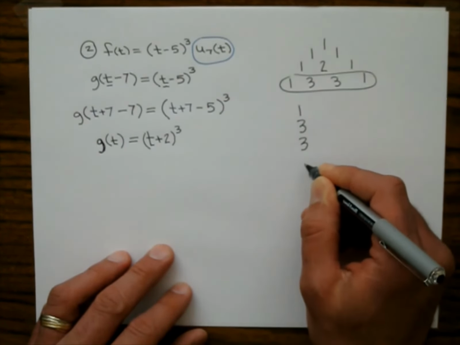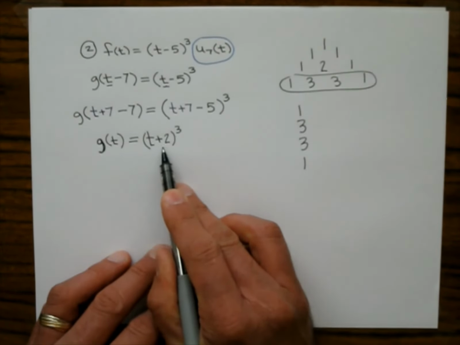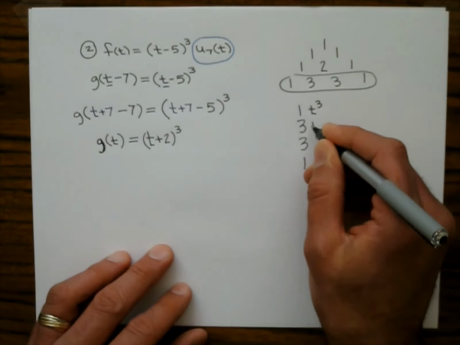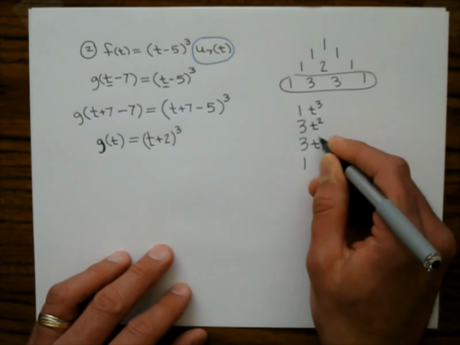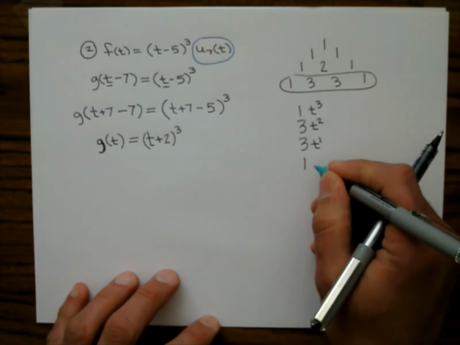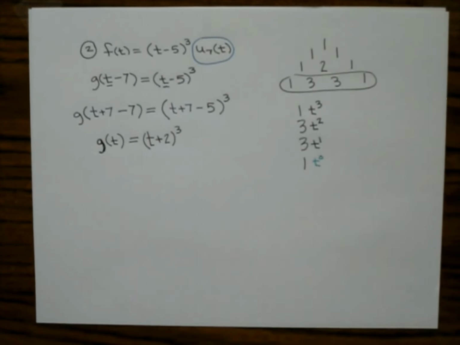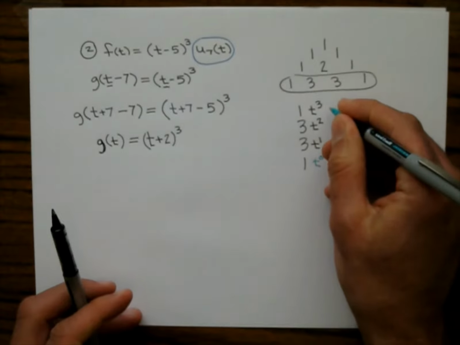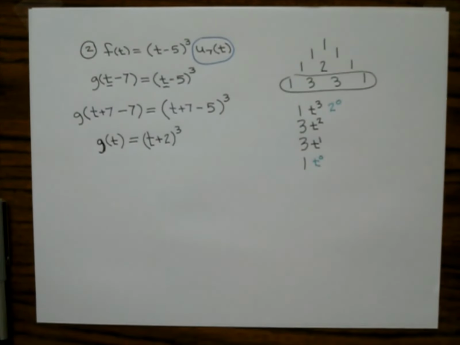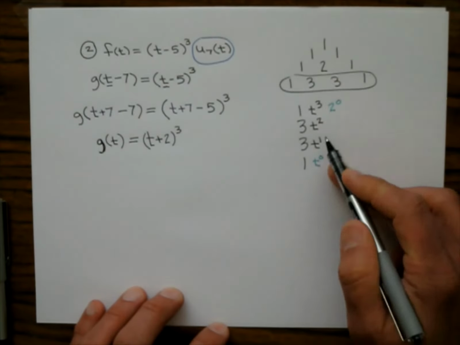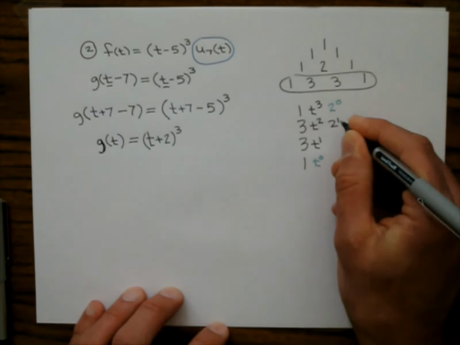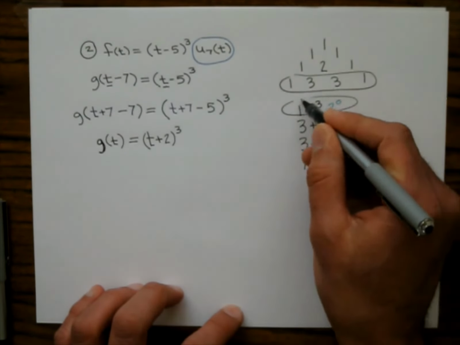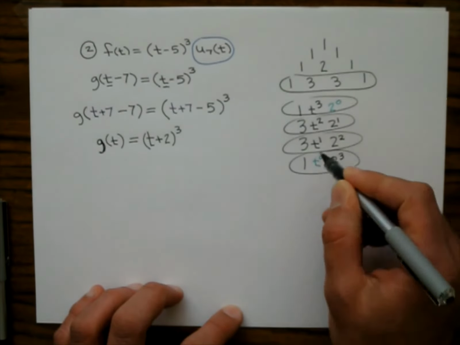1, 3, 3, 1. This first term here within the parentheses is fully alive, meaning he's all powered up. t cubed, t squared, t to the 1, and now he's dead, t to the 0. This guy right here, 2, is completely dead at the beginning. 2 to the 0. Now, t to the 0 and 2 to the 0, those are just 1. So sometimes you don't even really have to write those there. And then this is 2 to the 1, 2 to the 2, 2 to the 3. So this right here gives you the 4 terms that this equals.